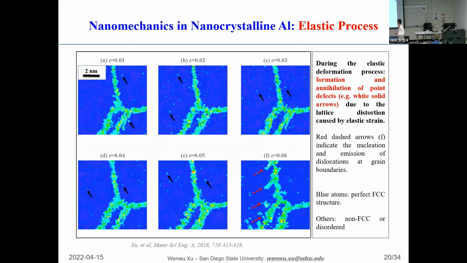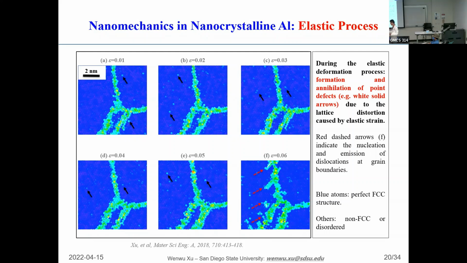I want to take a little bit of time to look into what exactly is happening in the elastic range, because initially we thought nothing is happening in the elastic range. In fact, there are some kind of activities happening during the elastic range of this deformation. What you are seeing here, those light dots inside the grain, are actually the point defects. In fact, during the elastic deformation, there are some point defects caused by the lattice distortion that appear and disappear. So this is the most significant event that happens in the elastic range.